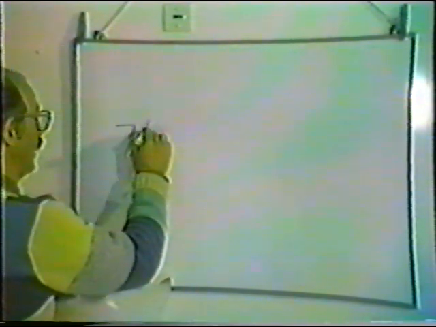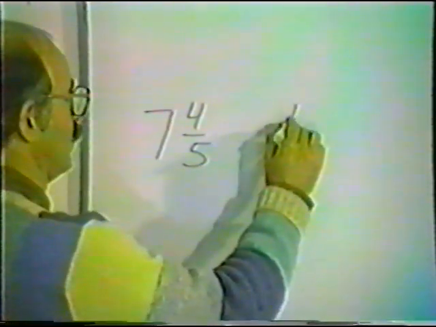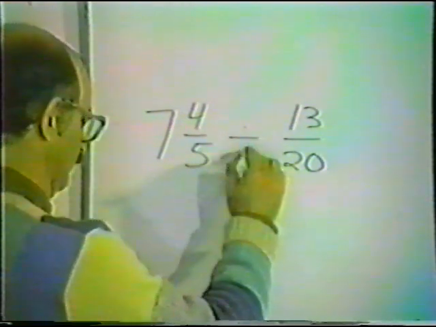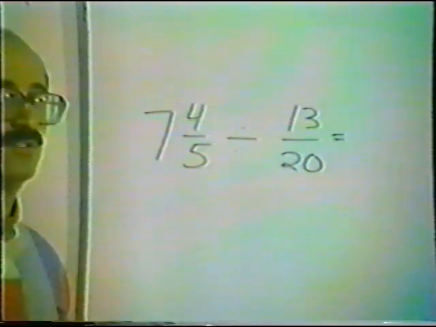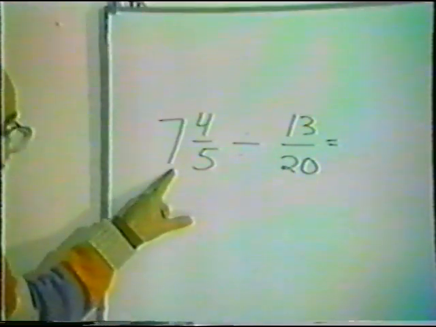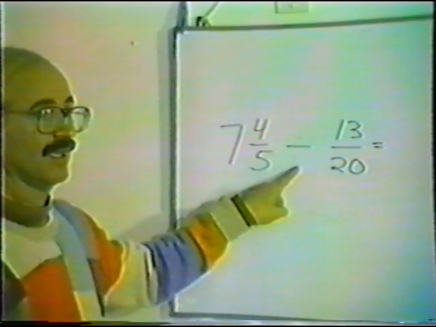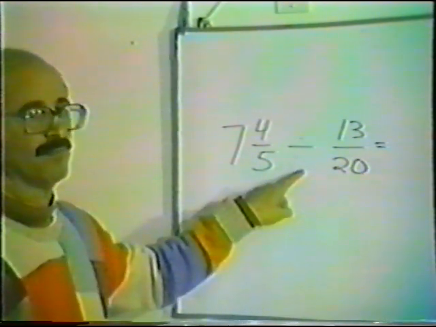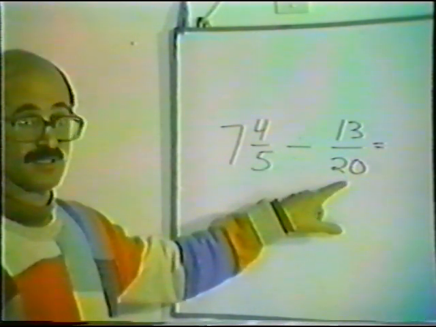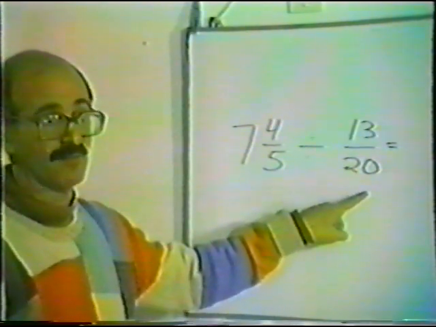7 and 4/5 divided by 13/20. How do I read this problem? I say 7 and 4/5 divided by 13/20. The second number is the one that you are dividing by.